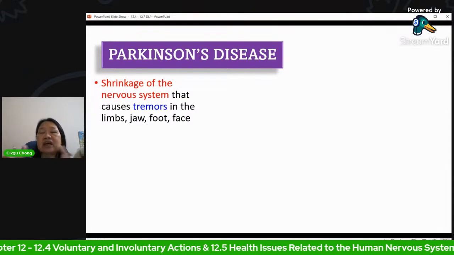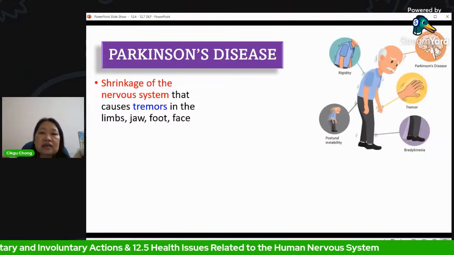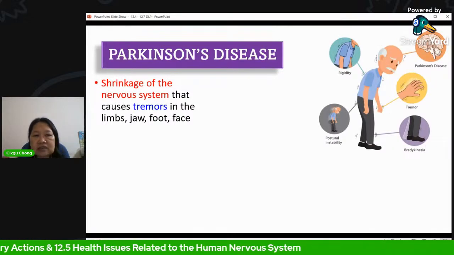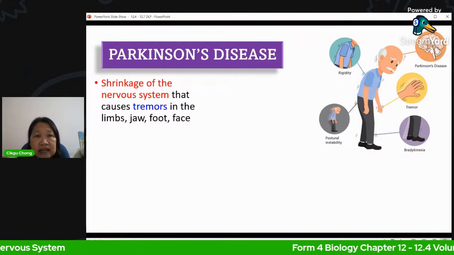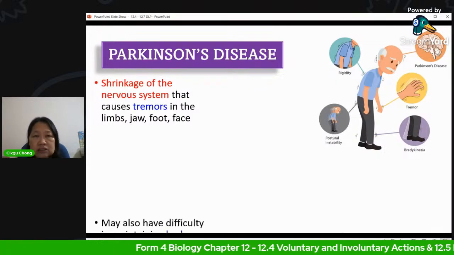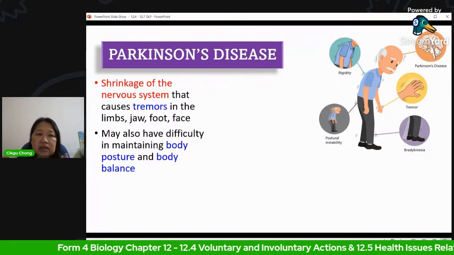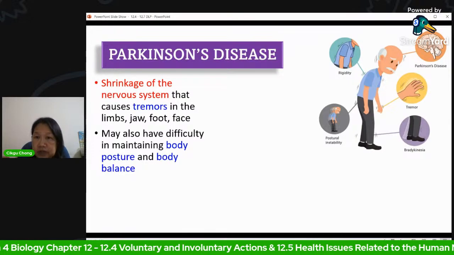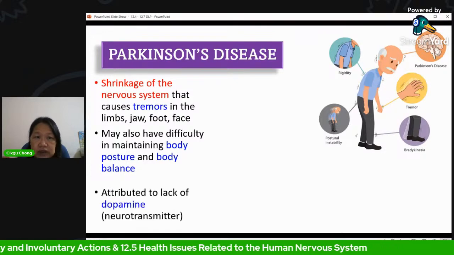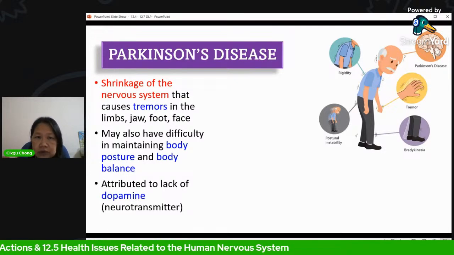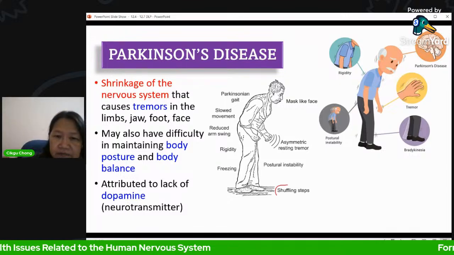Tremors is shaking, okay, in the limbs, in the foot, the face, all these. That's why you will find that people who have Parkinson's disease have uncontrollable shaking in certain parts of the body, okay, and it affects their posture. They have difficulty in maintaining body posture and also body balance. So when they walk, sometimes they drag their feet along. It's like what they call shuffling. They shuffle, small steps.